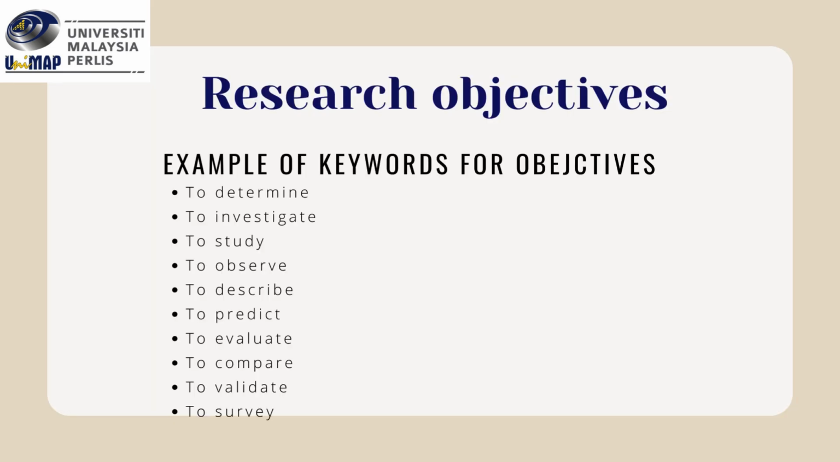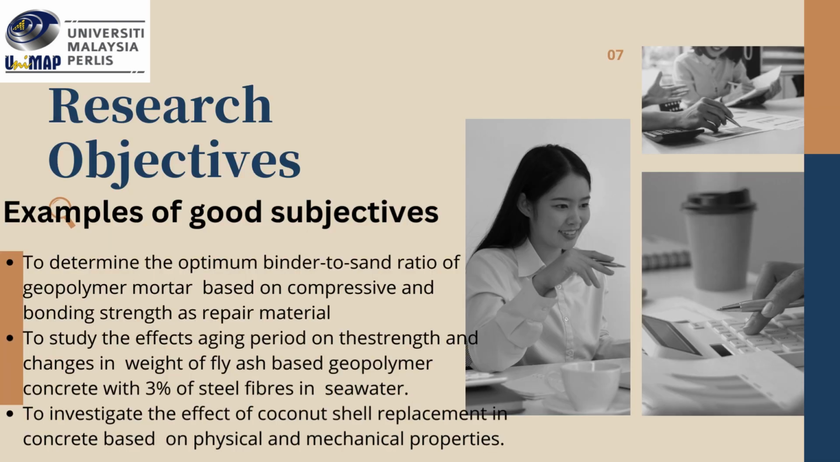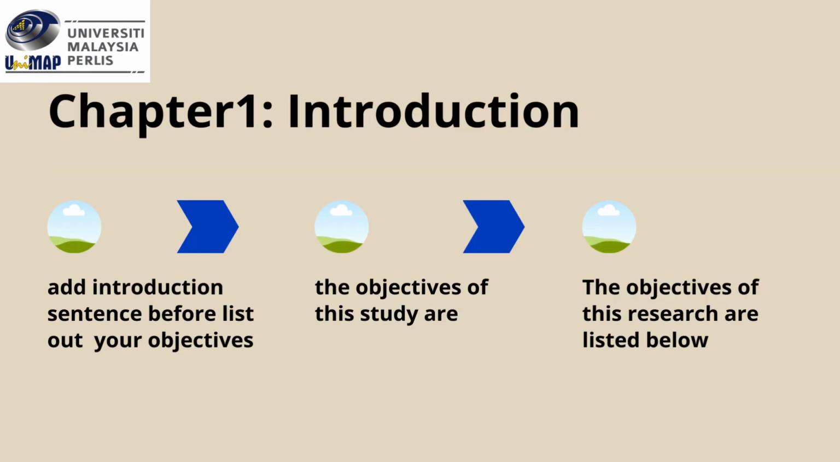These are some examples of keywords for research objectives. These are examples of good research objectives. Before going into your research objectives, please add an introduction sentence before listing out your objectives. For example, the objectives of the study are, or the objectives of this research are listed below.